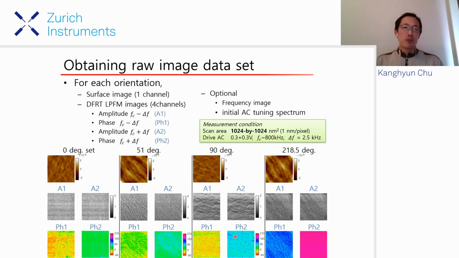So basically, these are some raw images that I've got. I have surface images, 1 channel, and 4 channels of the dual frequency resonance tracking lateral PFM images, the amplitude and phase for the 2 sidebands, 1 lower, 1 higher. And along with that, I have the frequency images, the frequency map, and some initial AC tuning spectrum, which shows the initial Q factor. So these are some raw images. I'm going to show you how to process all the images in an integrated manner.